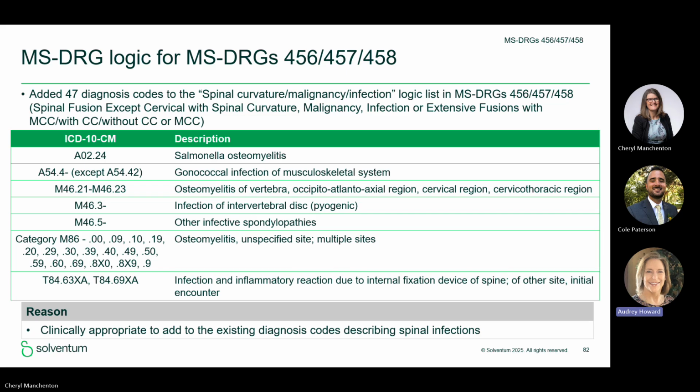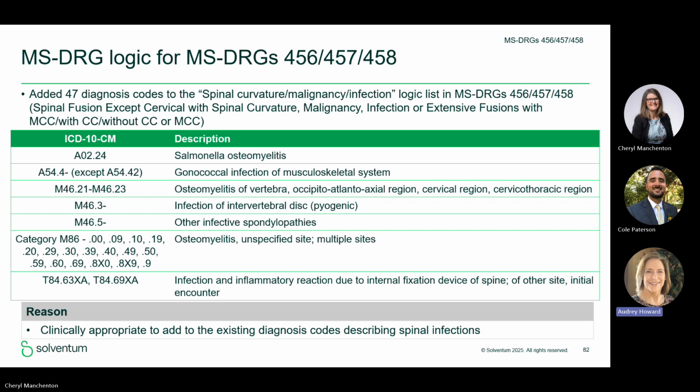And so those are going to include the salmonella osteomyelitis, and going on down the list, you'll see other osteomyelitis codes that are included in here. They were clinically appropriate to add to the existing diagnosis codes list for describing spinal infections. So they added these 47 diagnosis codes here.